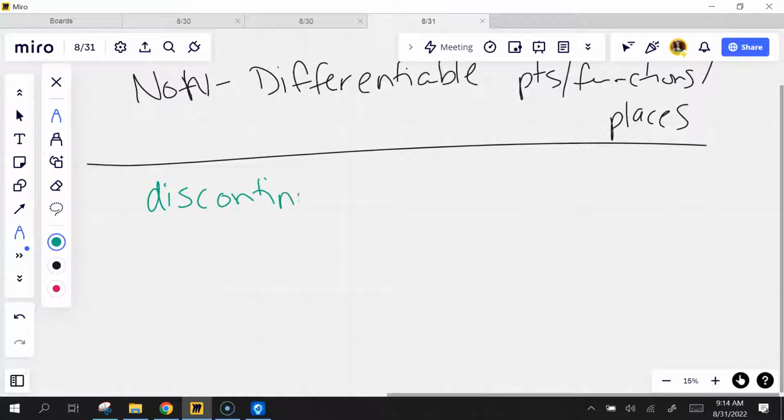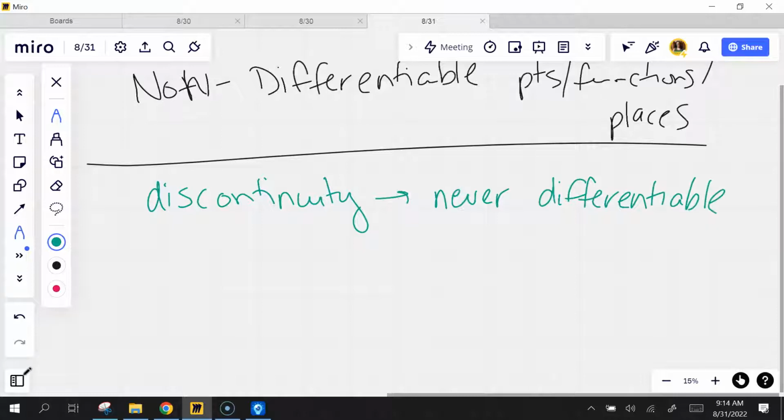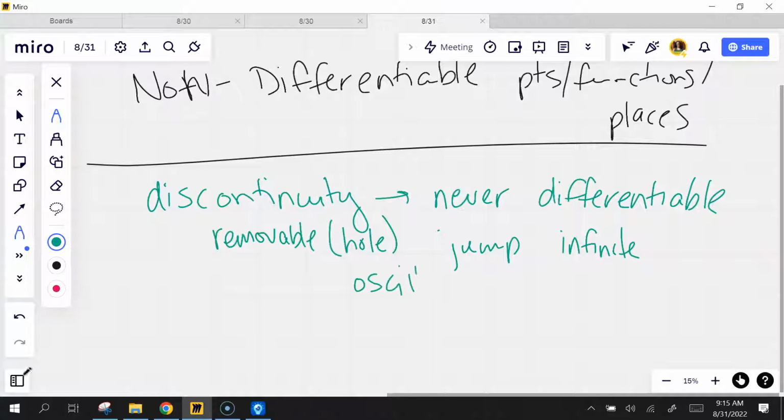Obviously, discontinuity rules out differentiability. Never differentiable. Okay, so those are all of our different types of discontinuities, not any one in particular. Your removable. Removable means a what? A hole. Jump. What's another one? Asymptote, which is called an infinite discontinuity. What's another one? There's one more. Oscillating. It's that new one we talked about. So anytime we have one of those types of discontinuity, we can already rule out differentiability at those points of discontinuity. Points of discontinuity are non-differentiable.